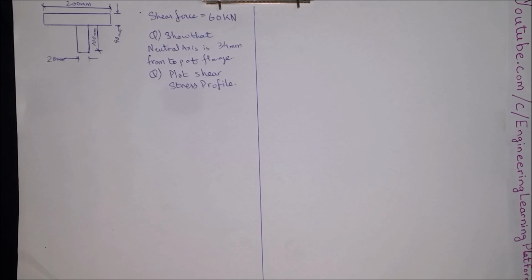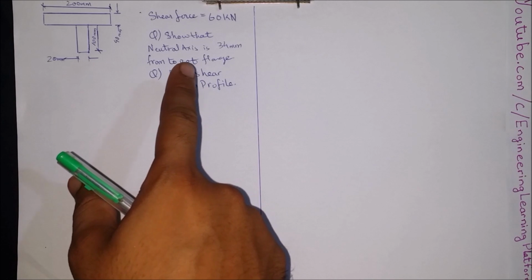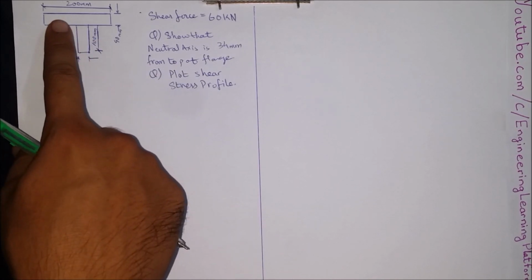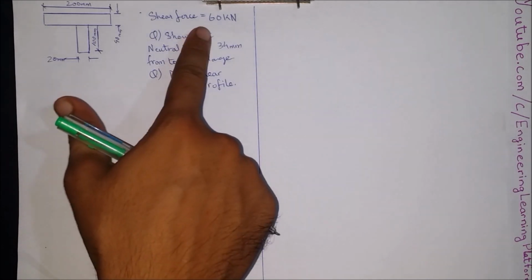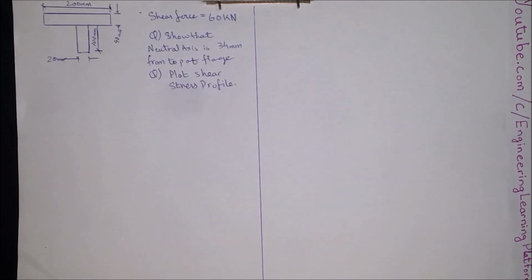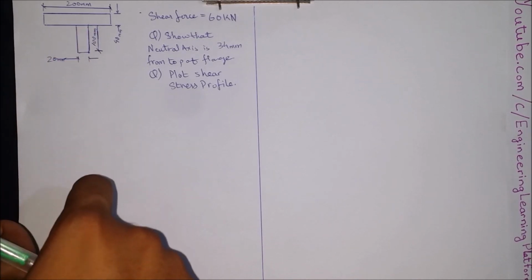In this video, we are going to find out the shear stress profile for the given cross section, and also we are required to find out the location of neutral axis with respect to the top of the flange. We are given a shear force of 60 kilonewtons. The cross section is a T-shaped cross section.